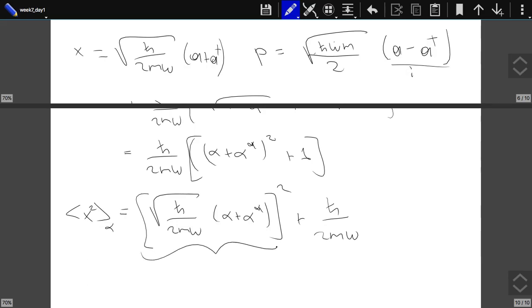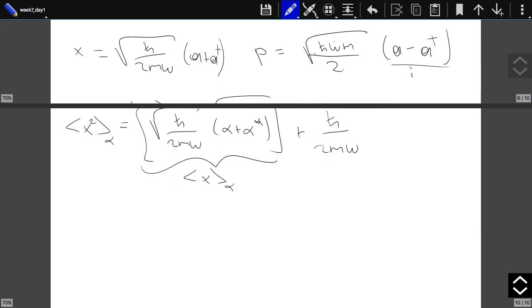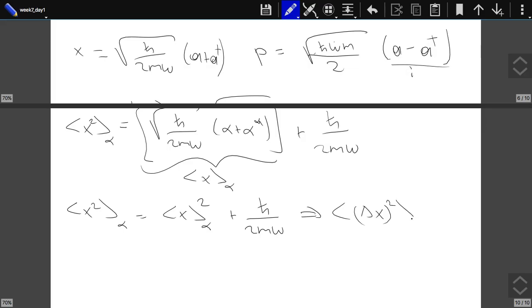But we had already calculated that the first term is nothing but the average of x in the alpha state squared. So the average of x squared in the alpha state is nothing but the average of x in the alpha state squared plus h bar over 2m omega, and hence the average of delta x squared in this alpha state is h bar over 2m omega.